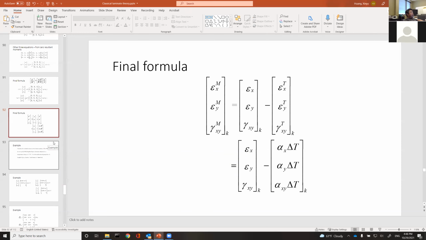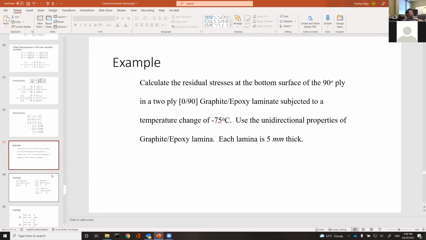Let's look at an example here. Once you implement your hygrothermal model, you can check with this example. You can type in the input here and see if your code predicts the same thing. So this is a 2-ply 0/90 graphite epoxy laminate, and you have a temperature change of minus 75 C. Basically you're cooling this thing down from the stress-free temperature by 75 degrees Celsius. And each lamina is 5 millimeters thick.